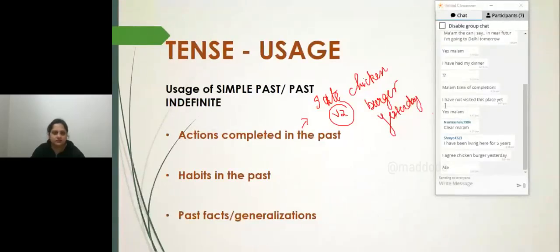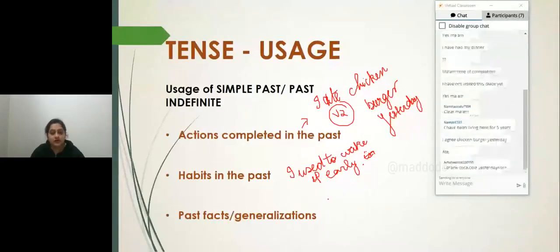Habits in the past. I used to wake up early. Or I can also write, I used to wake up early, like a past habit, right? Which I used to follow regularly in the past, right?